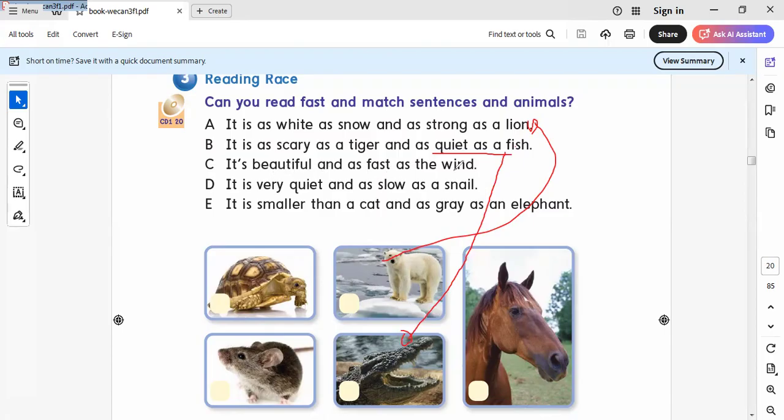Beautiful, as fast as the wind. This one, the horse. It's very cute and as slow as a snail. Which one? The turtle. It's smaller than a cat and gray like the elephant. Mouse. Okay.